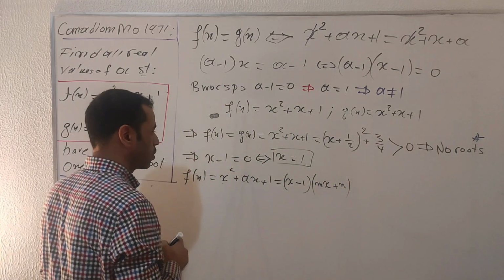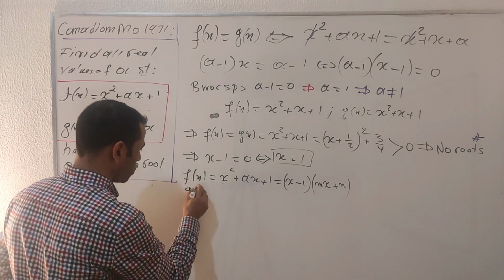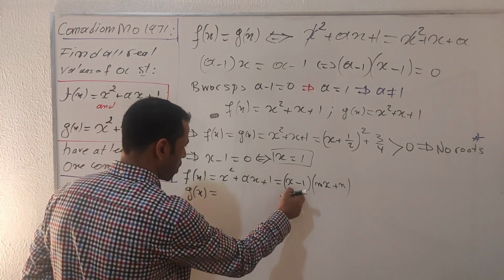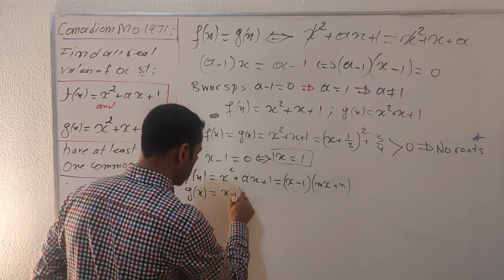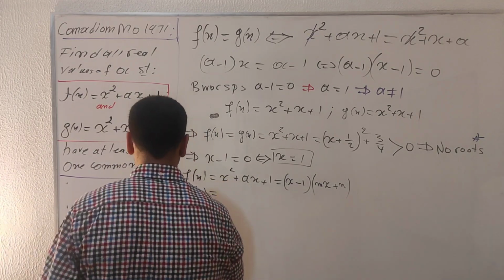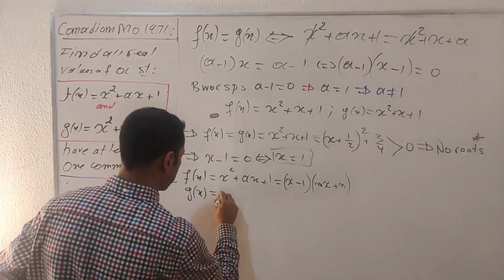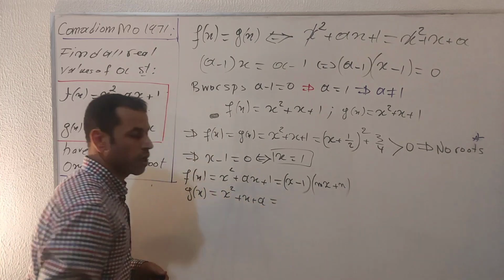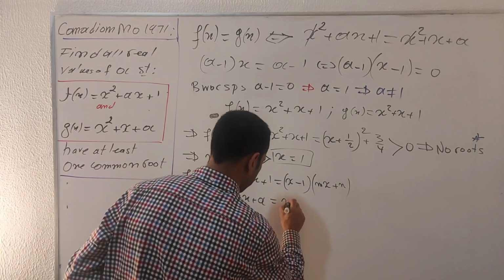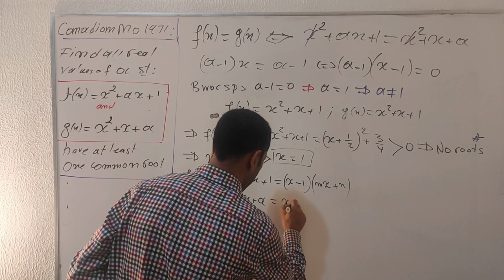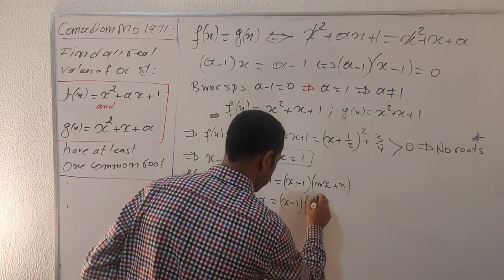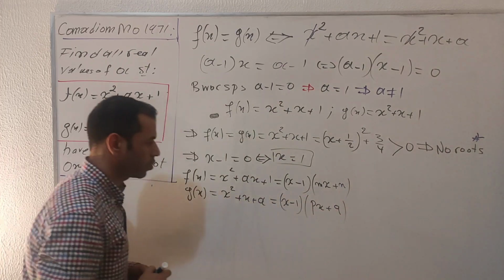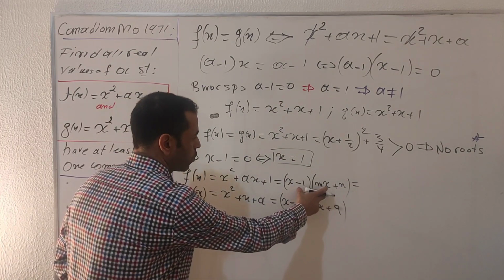For the second function, it is going to be written in this form. Since they have the same root, we'll get x minus 1 factor. g of x equals x squared plus x plus a. Since they have the same root, it is going to be written in this form, x minus 1 factor px plus q. I'm going to distribute both functions.